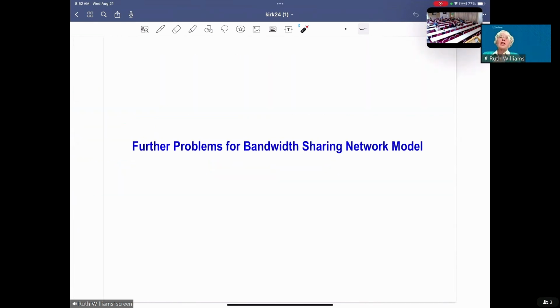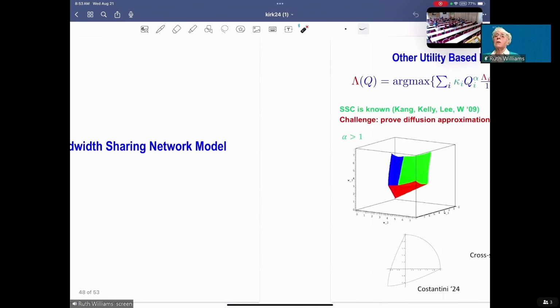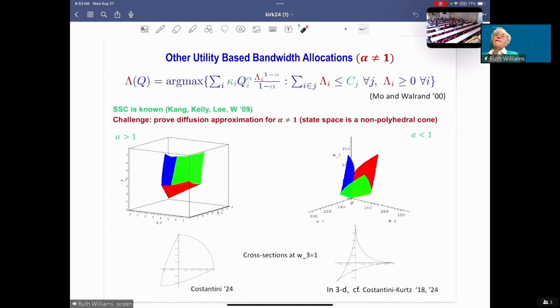So we have this bandwidth sharing model with these Poisson assumptions and exponential file sizes and this proportional fair sharing policy that we can analyze in terms of a reflecting Brownian motion. Let me talk about some other problems just related to this bandwidth sharing model. In fact, the proportional fair sharing is one of a family of bandwidth sharing policies that one could use. There's actually a family that was introduced by Mo and Walrand, and the one I talked about corresponds to alpha equals 1, where we have an analysis.